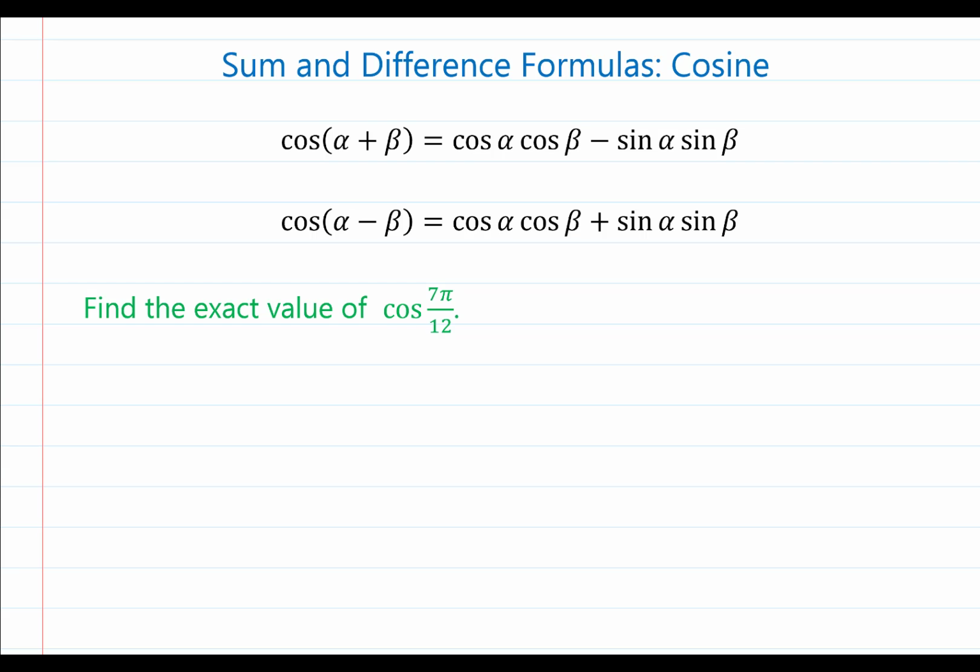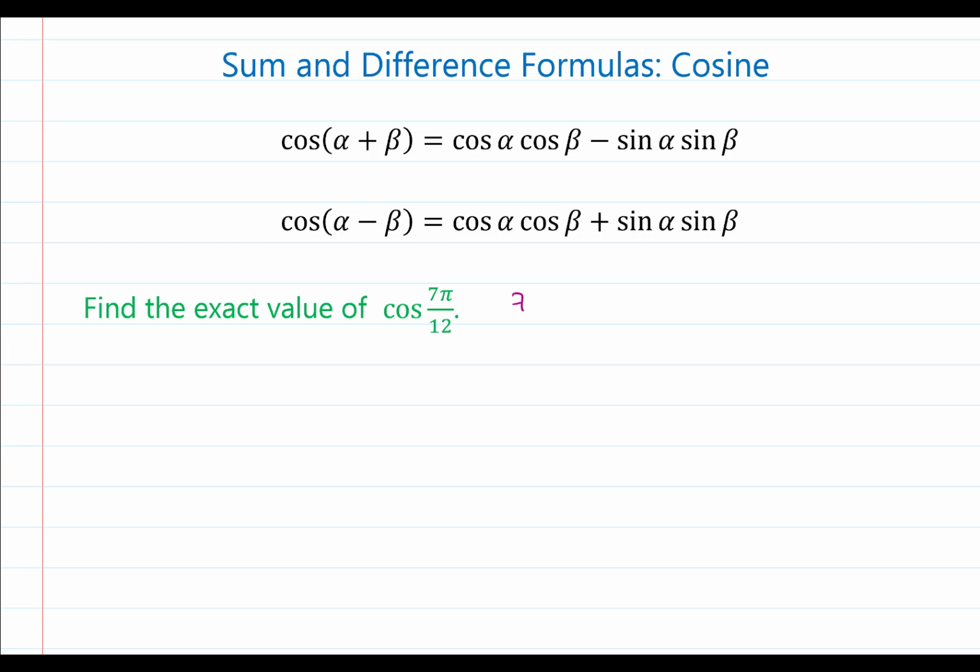Let's now use this to find the exact value of a specific example, cosine of 7 pi over 12. Our goal is to break up 7 pi over 12 so that we can rewrite it in terms of two angles which are known to us, where we can evaluate exactly cosine and sine. In other words, maybe a multiple of pi over 4, a multiple of pi over 3, or a multiple of pi over 6.